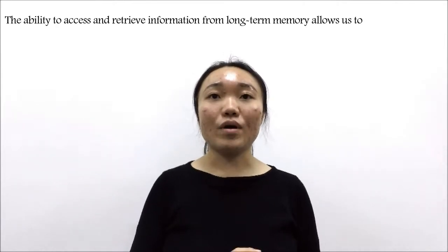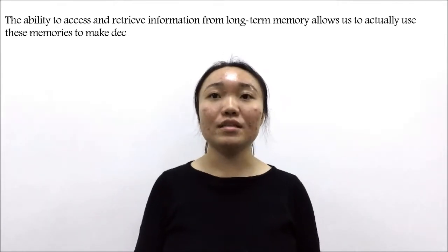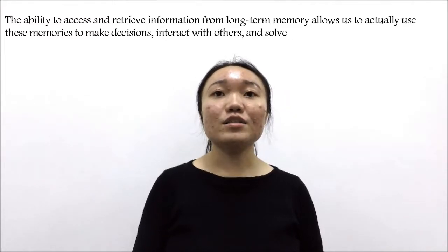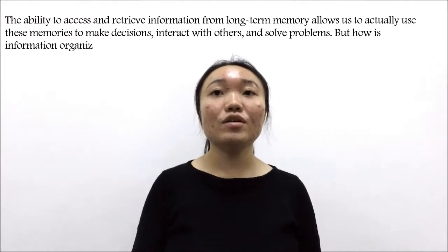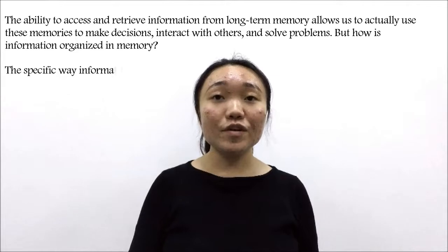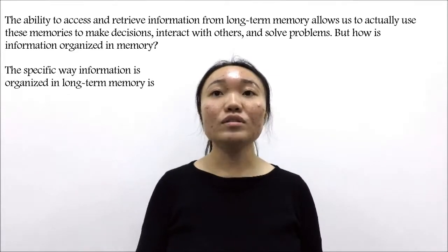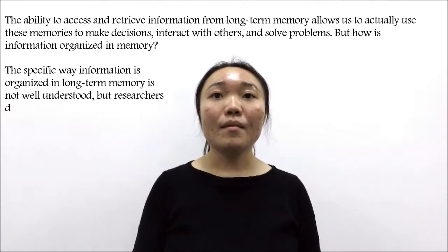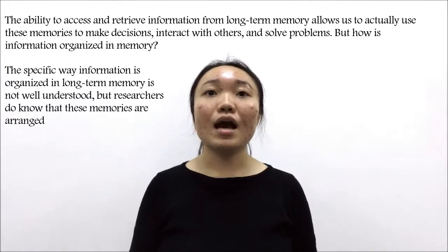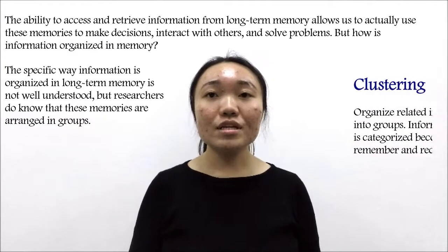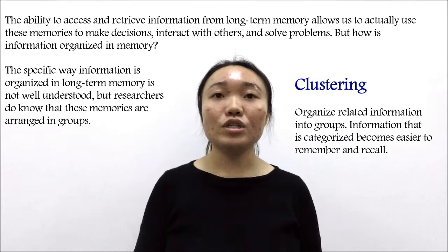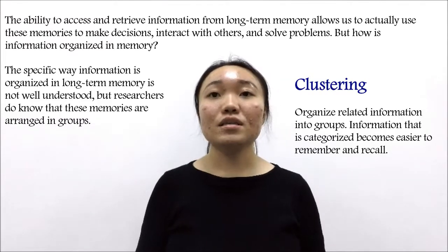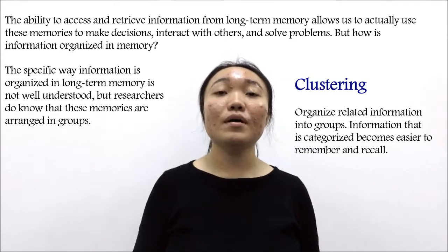Now I will talk about how memory is organized. The ability to access and retrieve information from long-term memory allows us to actually use these memories to make decisions, interact with others, and solve problems. But how is information organized in memory? The specific way information is organized in long-term memory is not well understood, but we know that these memories are arranged in groups. Clustering is used to organize related information into groups. Information that is categorized becomes easier to remember and recall.